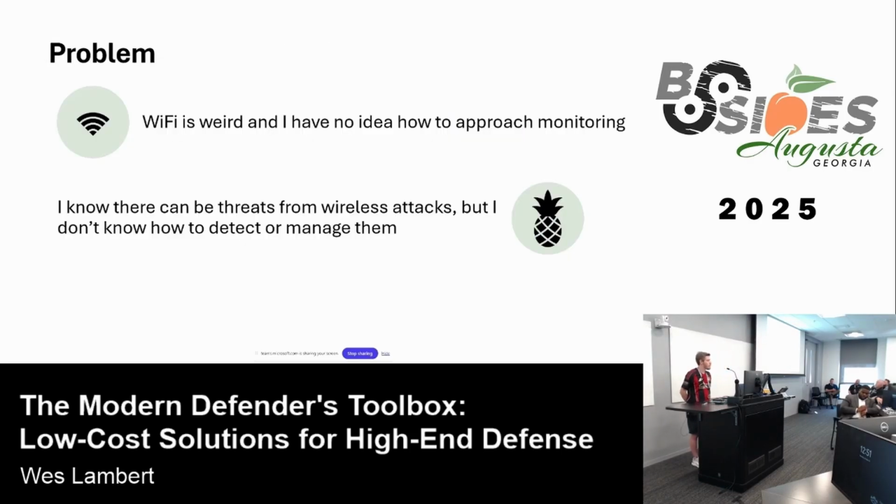But we have another problem. What about Wi-Fi, right? Security Onion by default doesn't necessarily ingest wireless traffic. We don't use wireless NICs or adapters to monitor that traffic. And Wi-Fi can be weird, and sometimes it can be difficult to really monitor that. Maybe there could be threats from wireless attacks, and we don't really know how to manage or detect that.